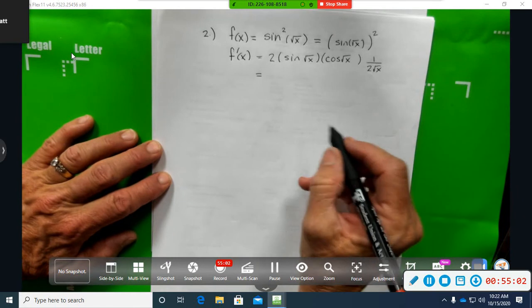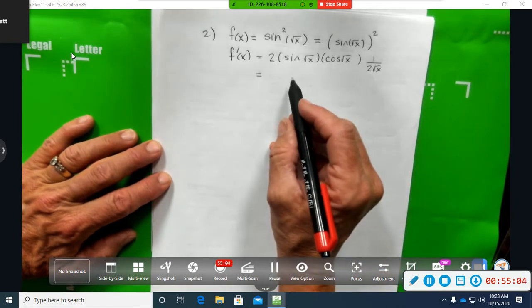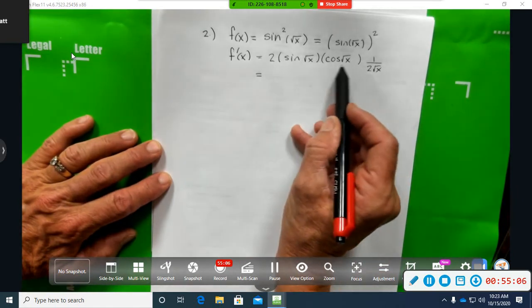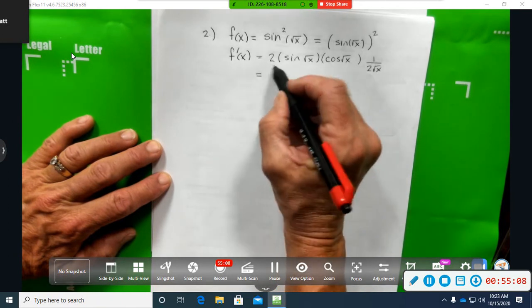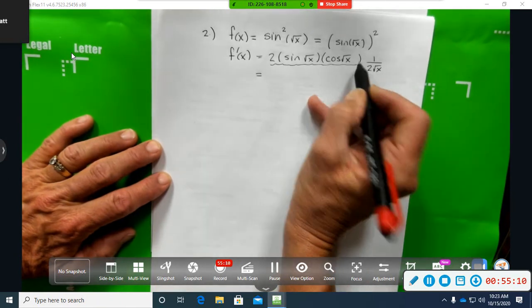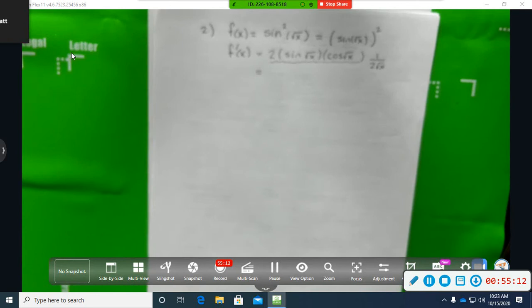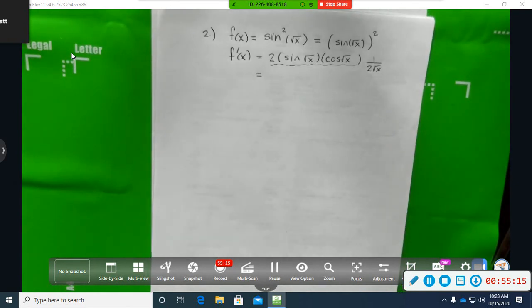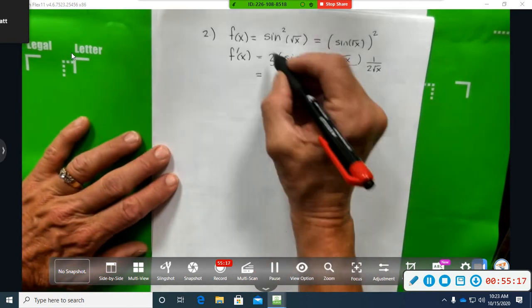If you want to do a trig identity, you can. I knew somebody would do that. That's a double angle formula for which trig function? Sine of 2x. So you can use the trig identity and say that's the sine of 2 times the square root of x. I won't. I'll cancel here.